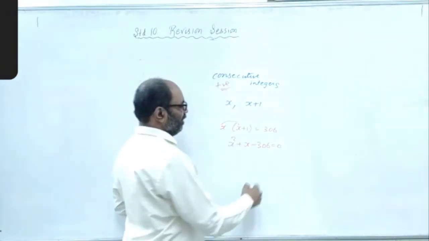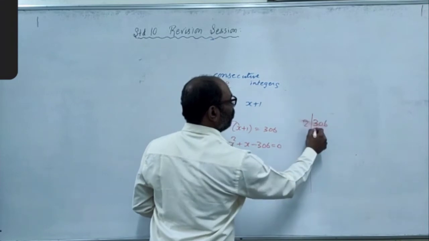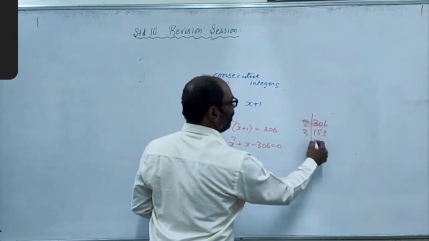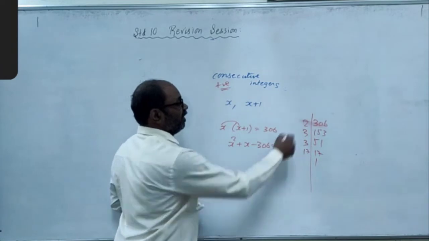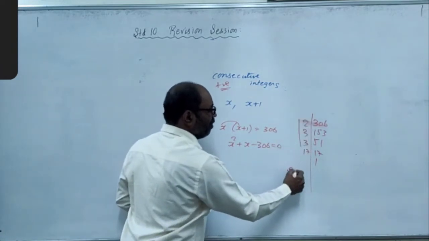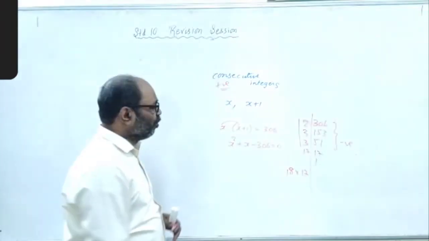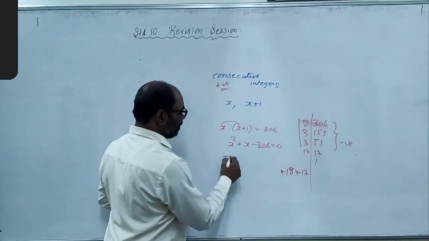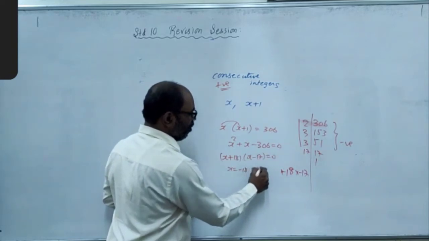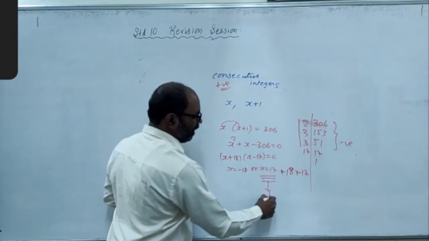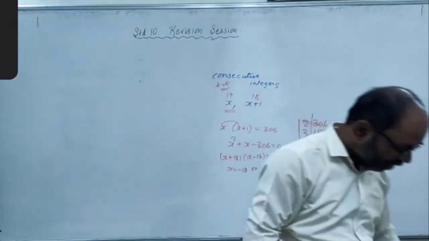Now how will we solve this? 17 into 18 comes to mind, let us check. 306 is 2 into 153, which is 3 into 51, which is 3 into 17. So 3 into 3 is 9, 2 into 9 is 18, multiplied by 17. The product is negative, so the difference is 1. The bigger one takes plus and the other minus. So x plus 18 into x minus 17 equal to 0. So x is equal to minus 18 or x is equal to plus 17. But I need positive, so the first number is 17 and the second number is 18. So these are the two positive integers.